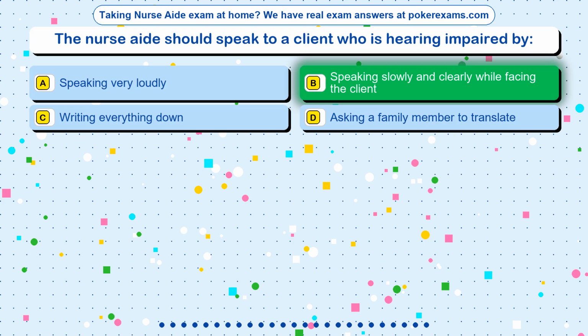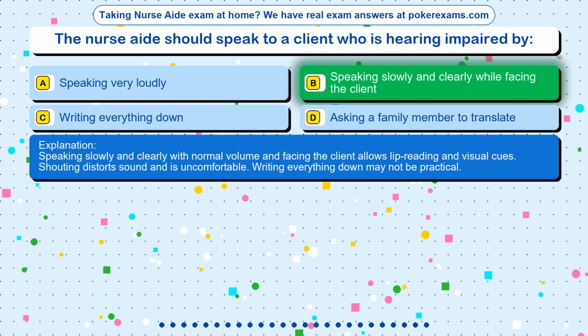The correct answer is option B, speaking slowly and clearly while facing the client. Speaking slowly and clearly with normal volume and facing the client allows lip reading and visual cues. Shouting distorts sound and is uncomfortable. Writing everything down may not be practical.